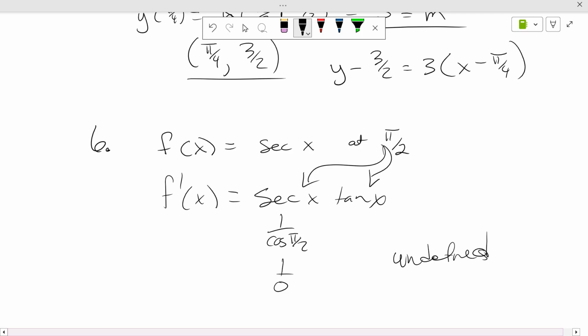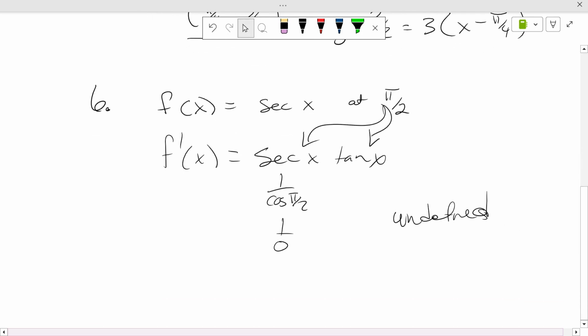Are we good there? Okay. That's why it's undefined. So we'll come to one later that's just like that, but it's maybe a tangent one. So that's what it's asking when you see that format. Okay. So, sorry.